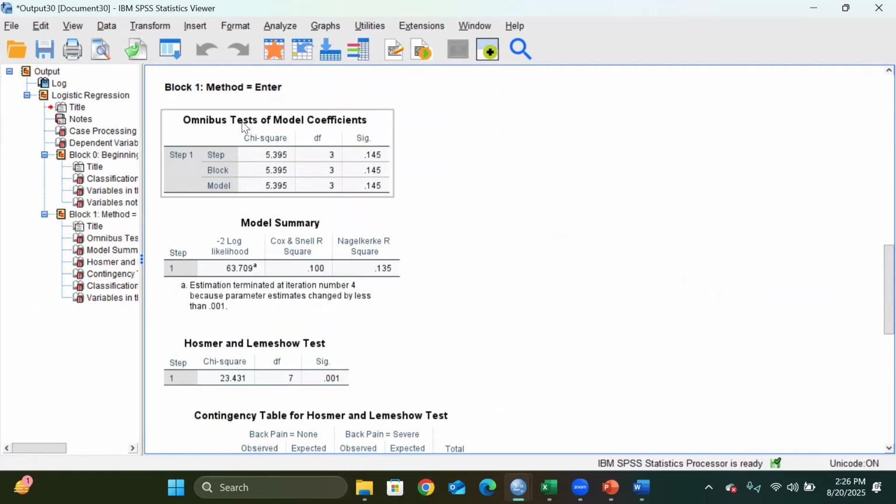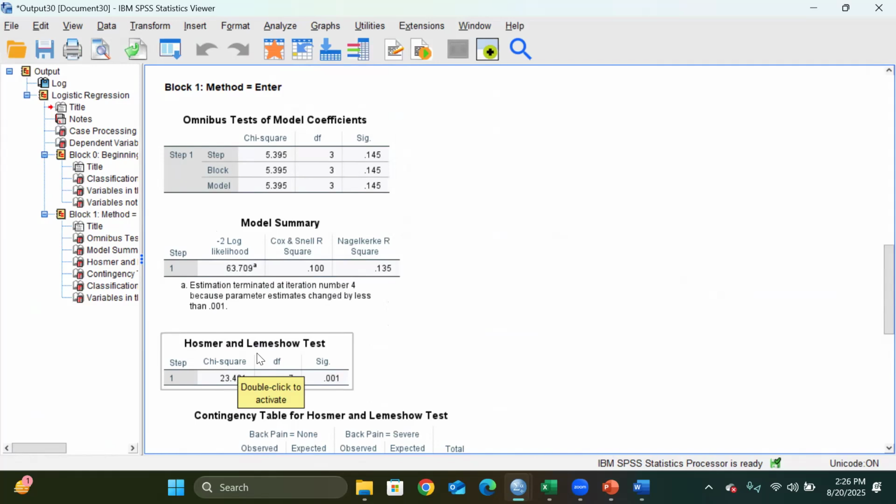It has shown me two tests, the omnibus test of model coefficients and the Hosmer-Lemeshow test. These two tests are used to explain whether your variables are good or not. Are your variables right or wrong? Are they correlated, and is your model, is your relationship significant in a broader capacity? Is it significant or not? So I will be using these to explain the goodness of fit of my model.